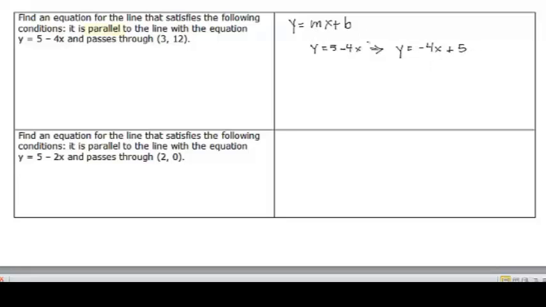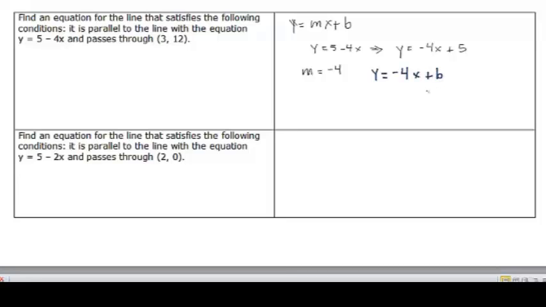Since the problem tells me that the line is parallel, and I know that my slope is negative 4 in the original equation, I know that my new slope will also be negative 4 because it has to be parallel, meaning it has the same slope. So now all I need to do is find b, and I have my completed formula.